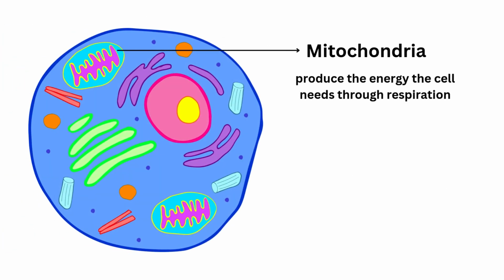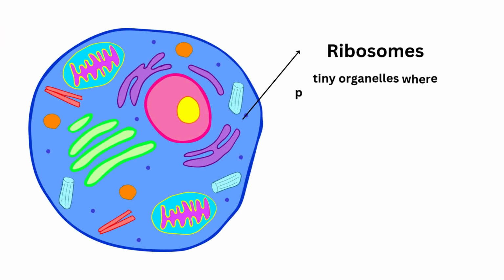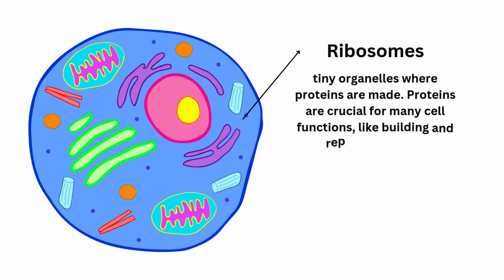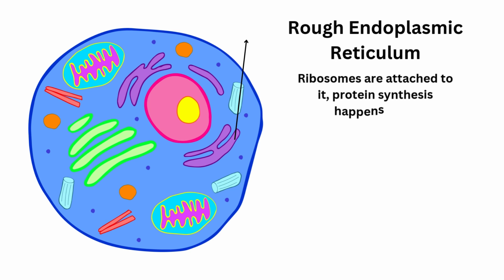The mitochondria, they are the powerhouses of the cell. They produce the energy the cells need through respiration. Ribosomes, these are tiny organelles where proteins are made. Proteins are crucial for many cell functions like building and repairing tissue. Now, we've got the rough endoplasmic reticulum, a network of membranes found in cytoplasm to which ribosomes are attached, and that's where the protein synthesis happens.